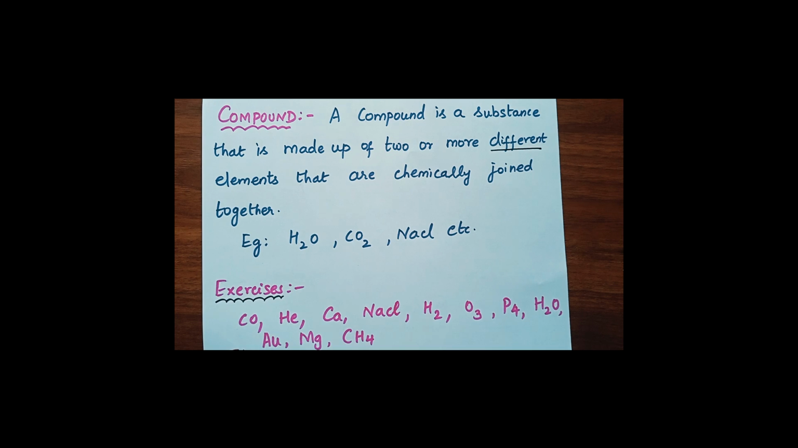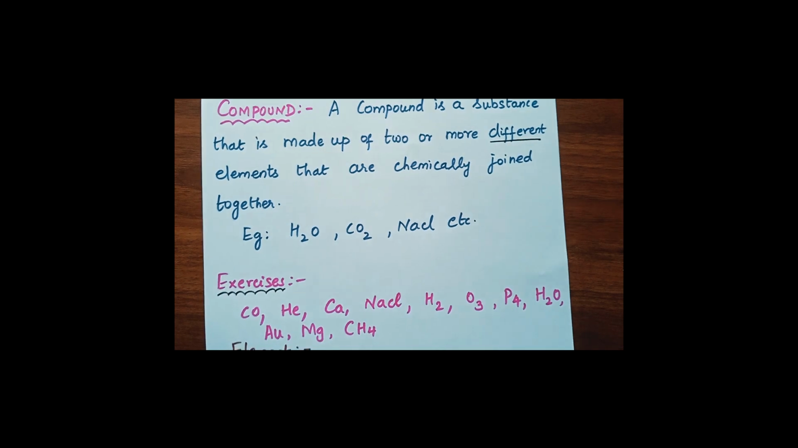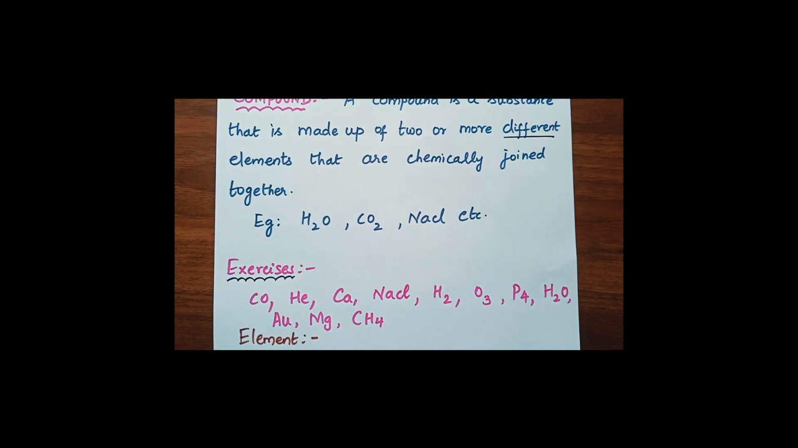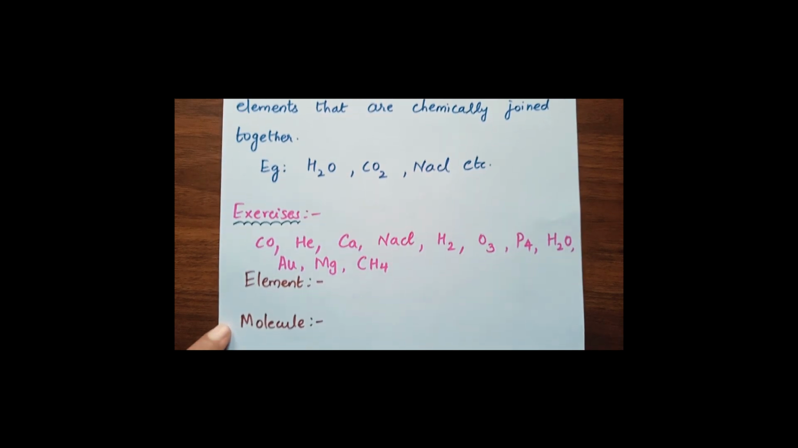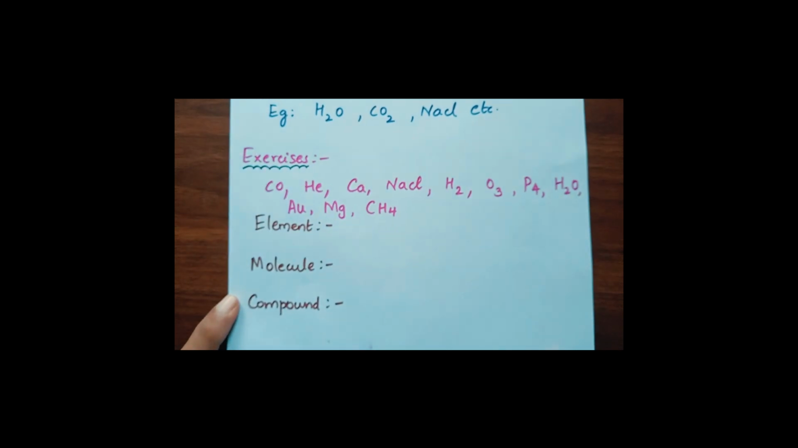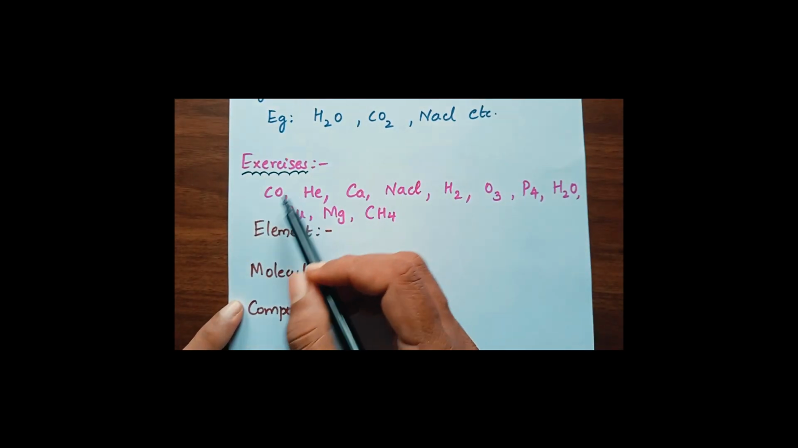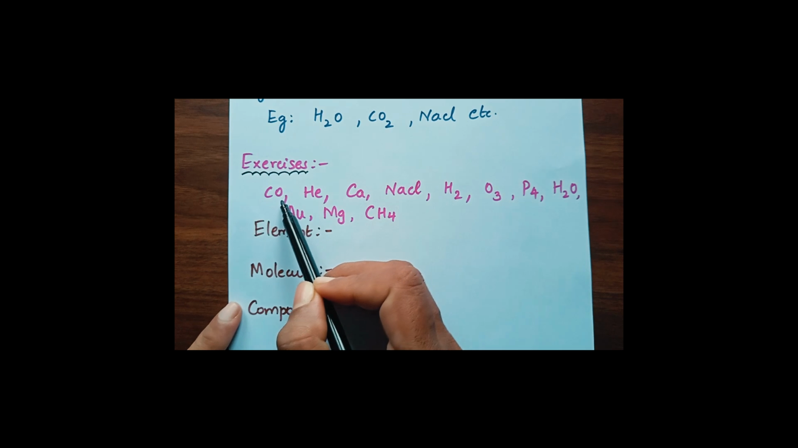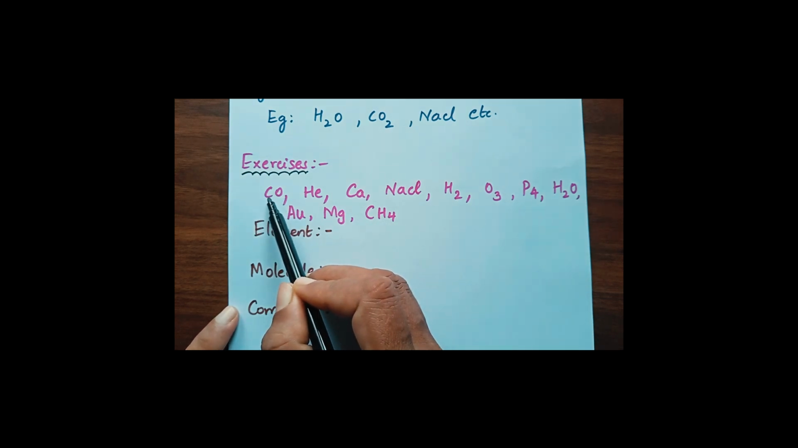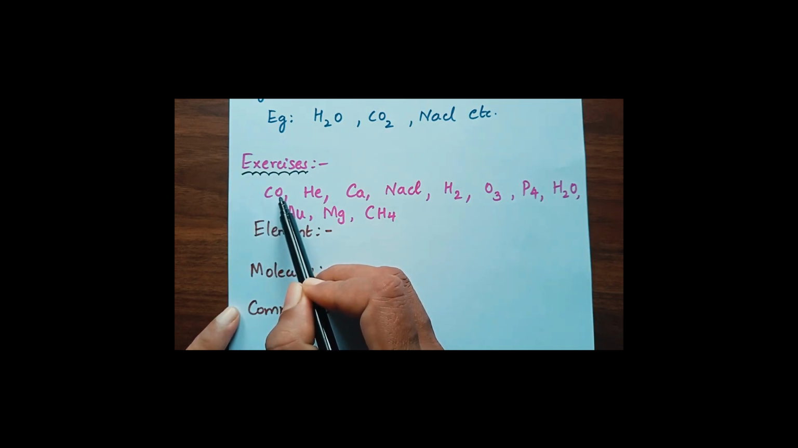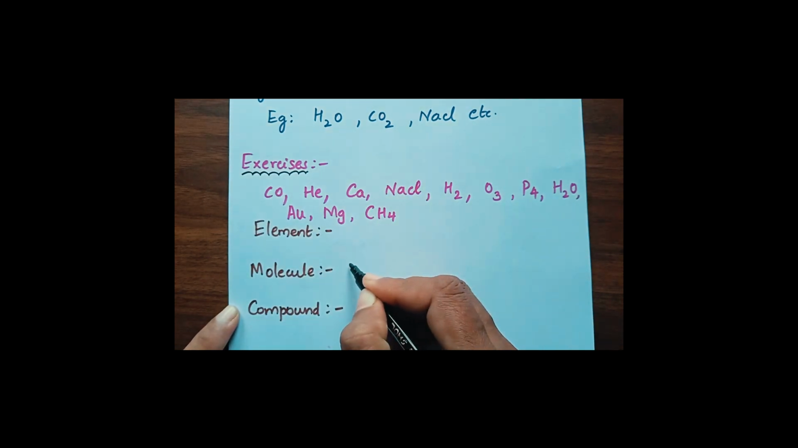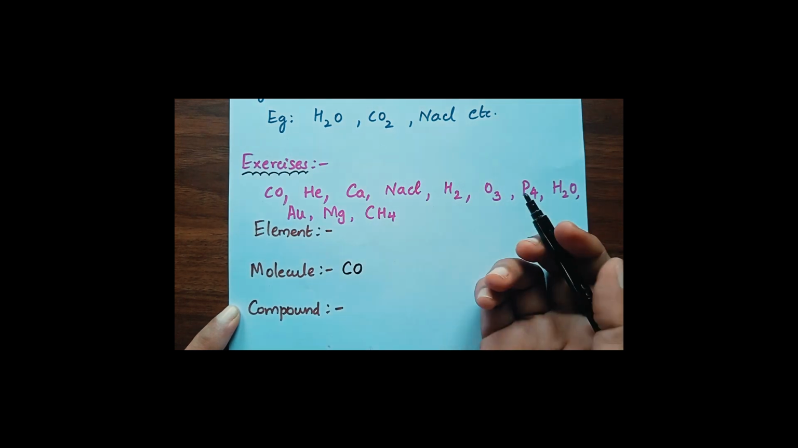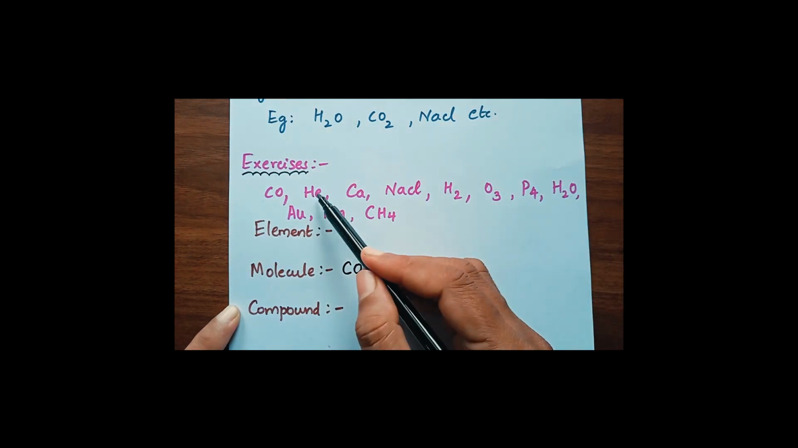Now we see some exercises on how to differentiate element, molecule and compound. First we take CO. CO is carbon monoxide. It contains carbon and also oxygen, so this comes under molecule. Then next is helium.